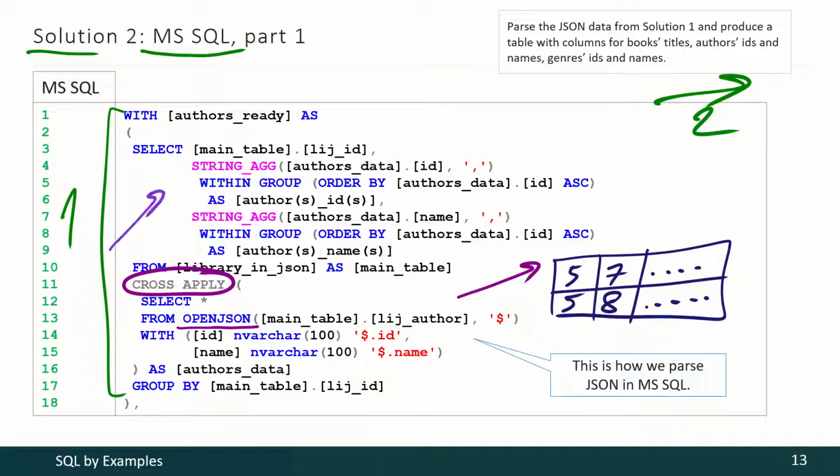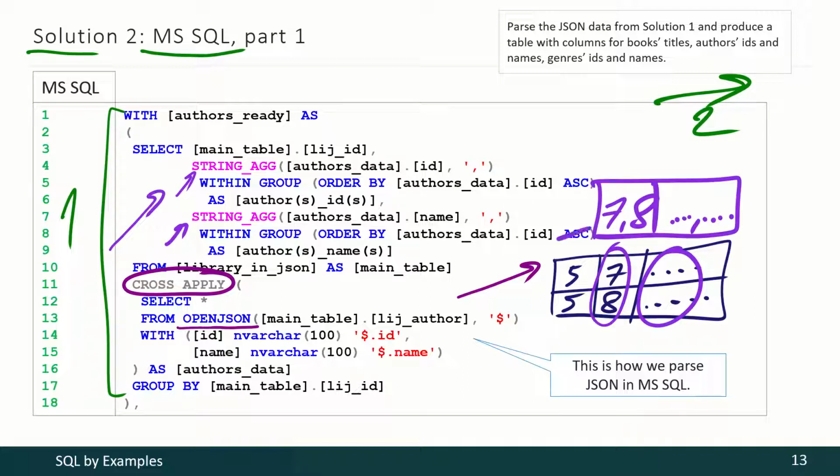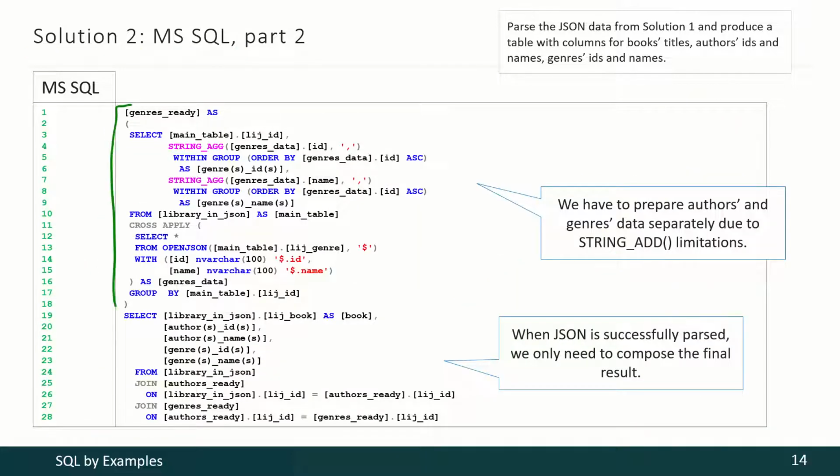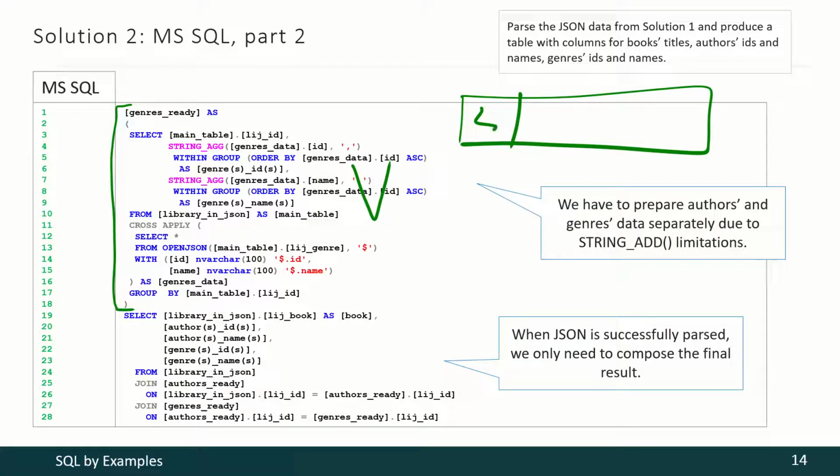Then in this part of the query we are using string agg functions to transform those columns into rows. So it will be 7, 8, then the first author name, then the second author name. And of course it will be a single line per book, with the ID 5 in our case. Then in the second common table expression we are performing the same operations to produce the following data. Imagine that book with ID 5. Here we get the list of its genres IDs, for instance 8, 11, and the genres names.